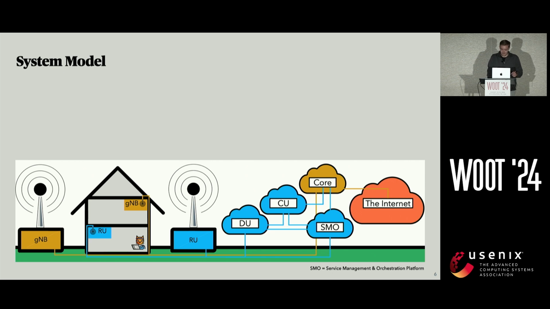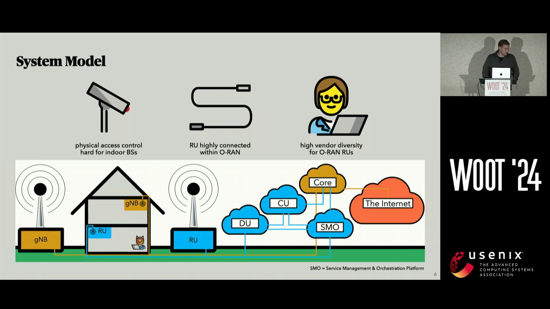And in ORAN, there is also a so-called SMO, which is the service management and orchestration platform. Simplified, this is where artificial intelligence is supposed to happen. That's currently in development, but it's also another part that is connected to all of the ORAN parts. So there's also a direct connection from the RU to the SMO.